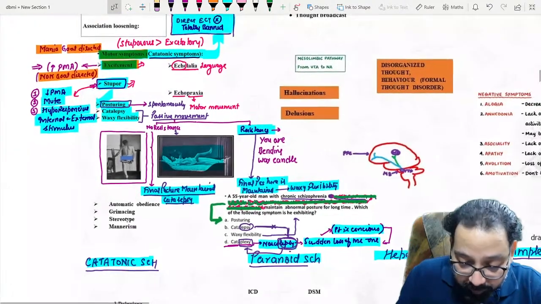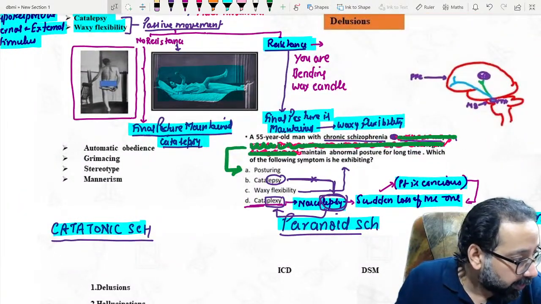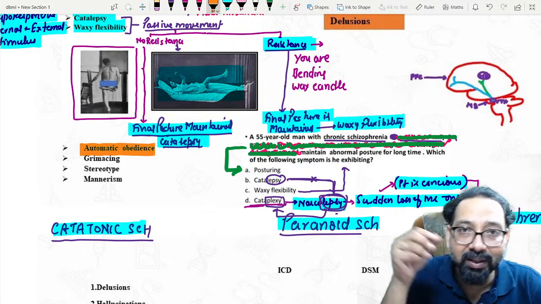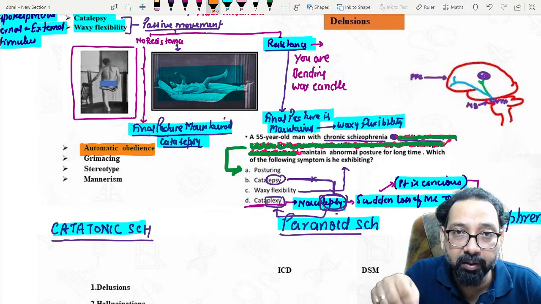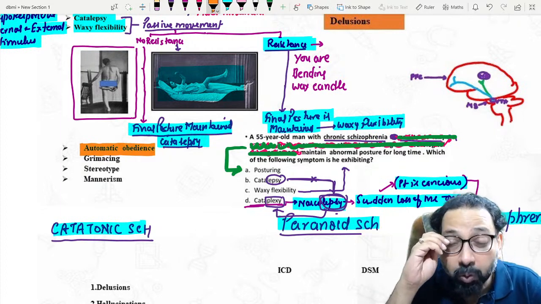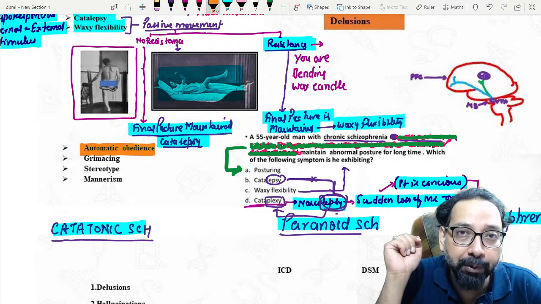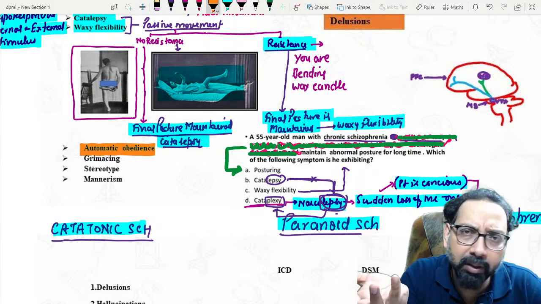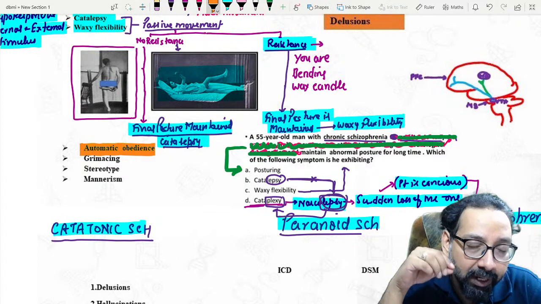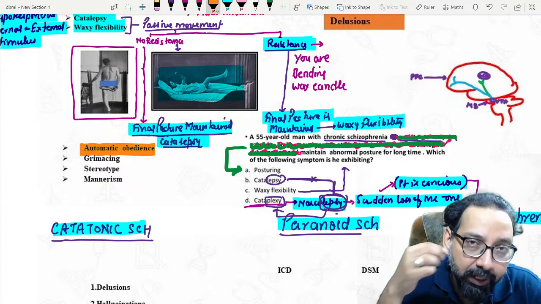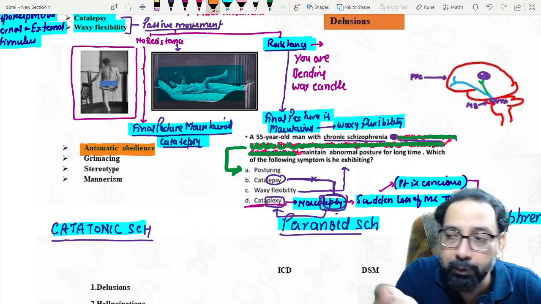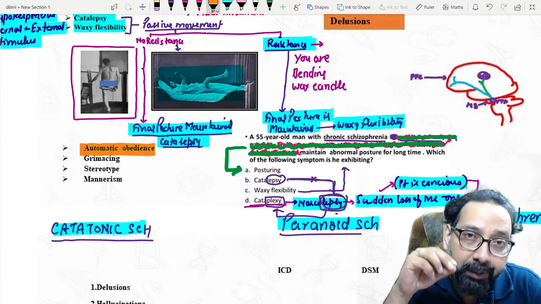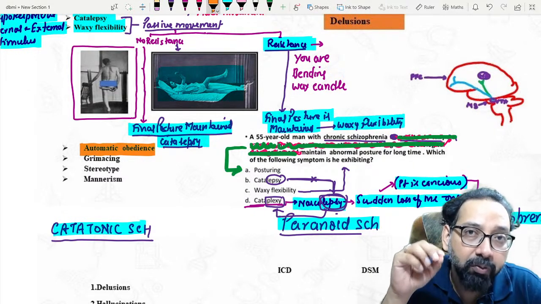Now other symptoms of catatonia: automatic obedience. What is automatic obedience? If you ask a catatonic patient in the ward to protrude his tongue, he will protrude his tongue. You take a pin, prick, and he will take his tongue back. Everybody would take the tongue back. But what is different in this catatonic patient? You ask again to protrude his tongue, he will protrude again. You prick again, he will take it back. Again ask, he will do that. It means he will repeat the motor movement despite painful consequences.